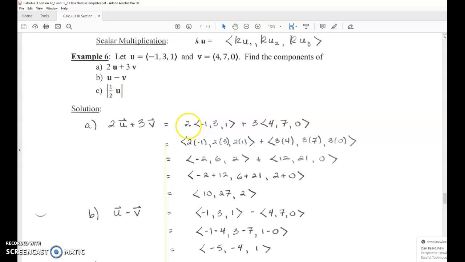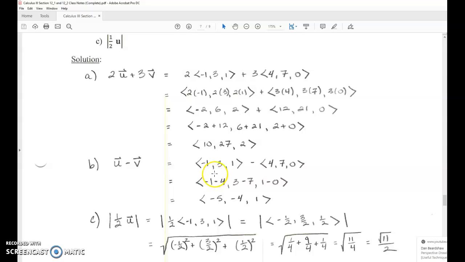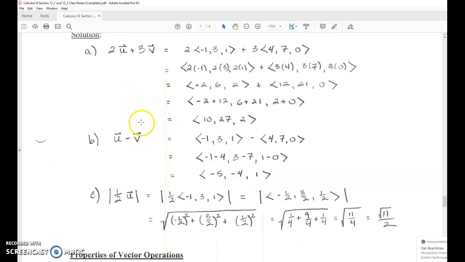I bring in the 2 and multiply each component of u times 2. 2 times minus 1, 2 times 3, 2 times 1. And for v, I bring in the 3 and multiply each component of the vector v by 3, as you can see. That gives me minus 2, 6, 2 plus 12, 21, 0. Then I want to add these two vectors, so I just add their common components. The first component, minus 2 plus 12. And the second component, 6 plus 21. The third component, 2 plus 0. To end up with the vector 10, 27, 2. So that is 2u plus 3v.